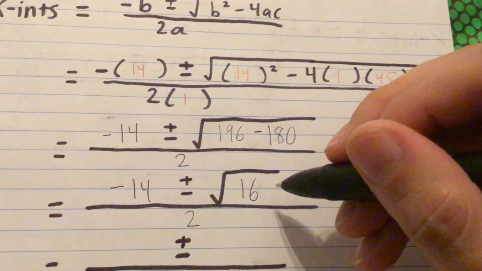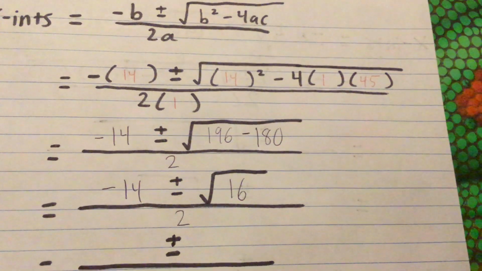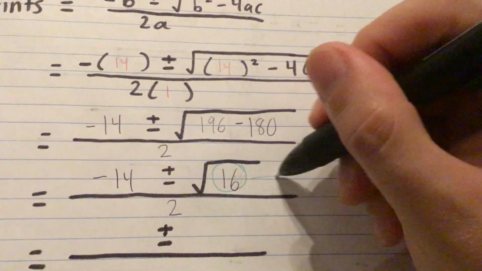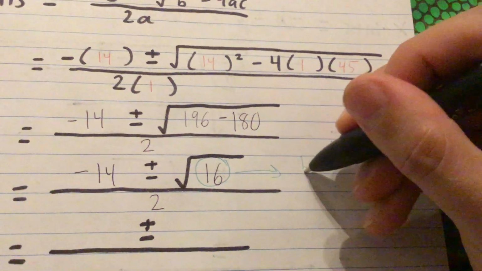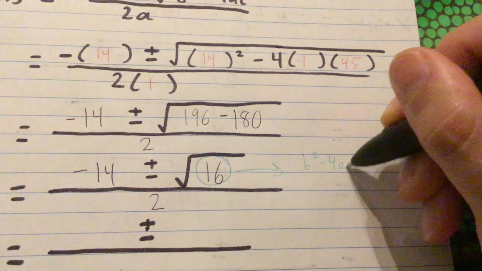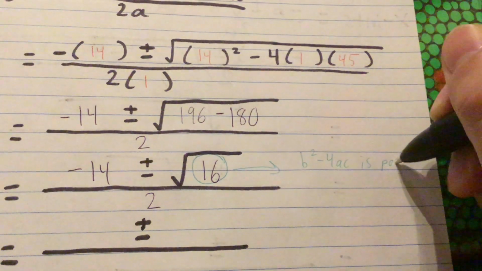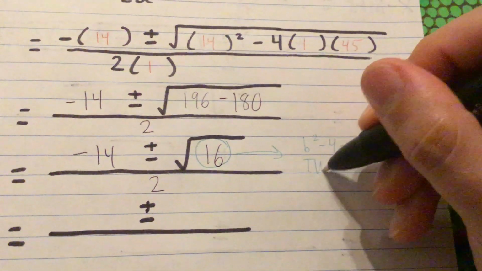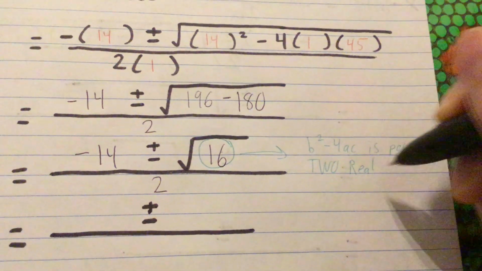So now I'm going to pay attention to this square root because I care about what this value is. Since b squared minus 4ac is positive, that means that there are going to be 2 real solutions. This is just a footnote to myself.